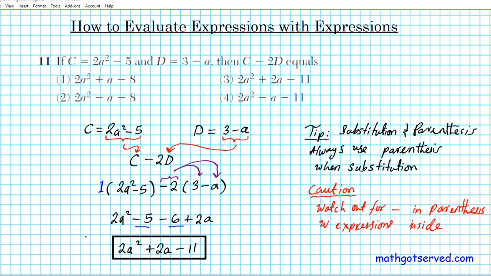The answer to this problem when evaluating expressions with expressions is 2a squared plus 2a minus 11, option number 3.